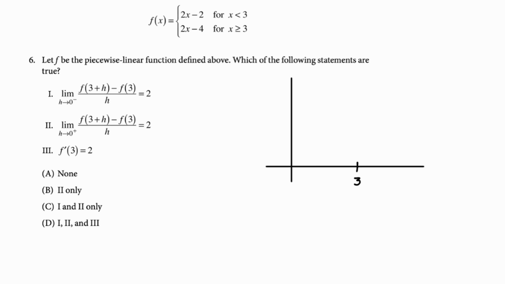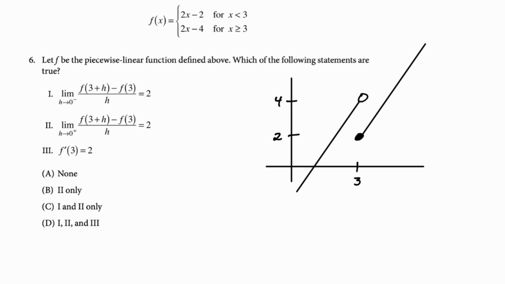If I plug 3 into the upper branch, I get 6 minus 2, which is 4. I'm going to put an open circle there because 3 is not included. And then just a line that I think has a slope of 2. And so that was for x less than 3. When x is greater than or equal to 3, we get 2 times 3, which is 6 minus 4, which is 2. So this will be a closed circle at 2. And then we need to just draw a segment that's parallel. There we go. All right, I think we can use this to answer our questions.